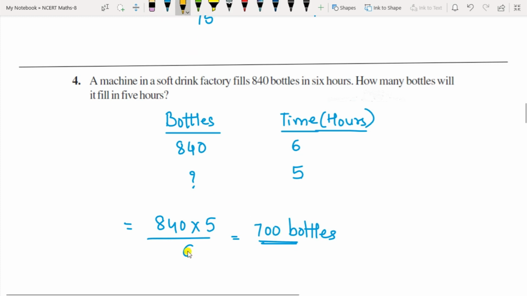So this will be here, 6 1s are 6, 6 4s are 24 and 0. This way.